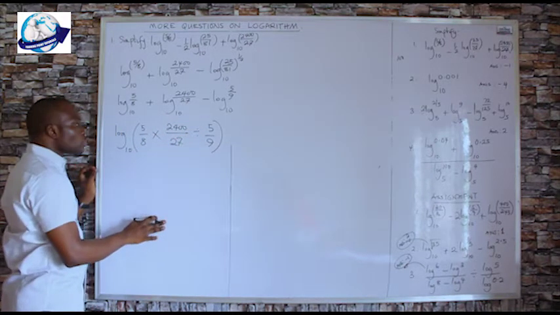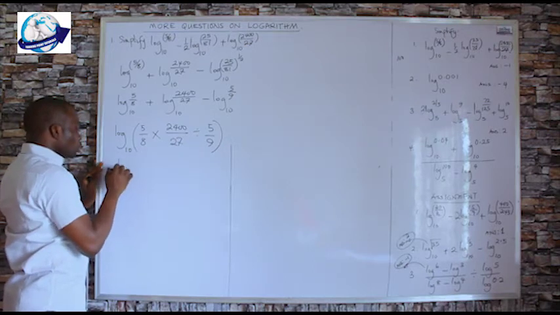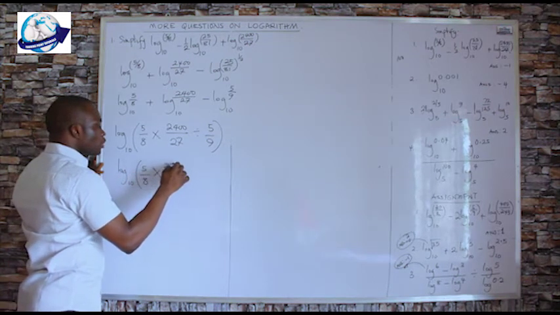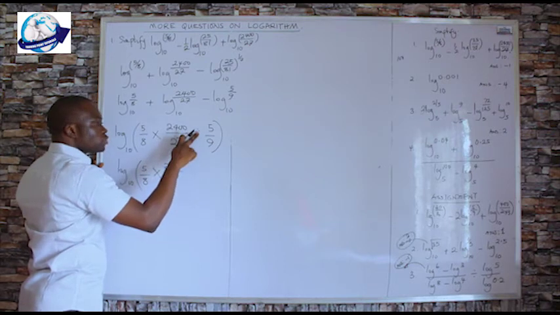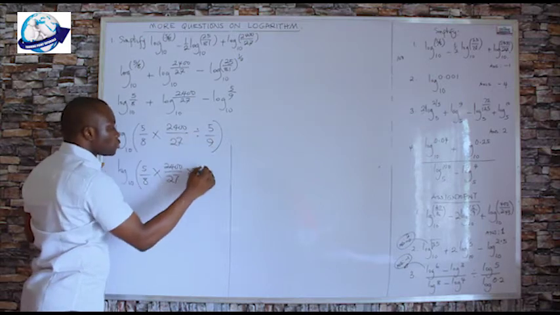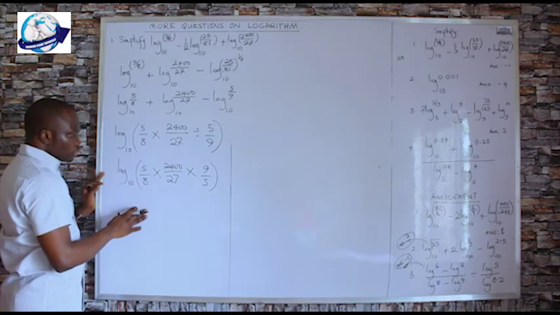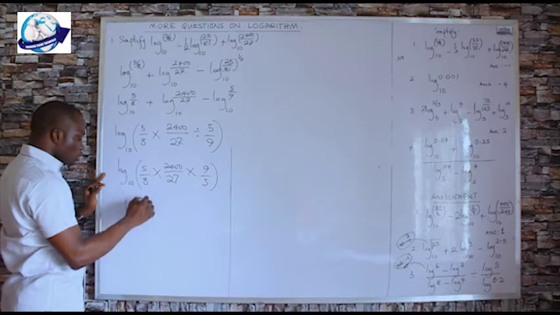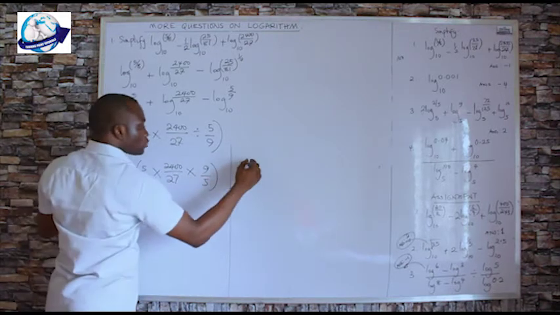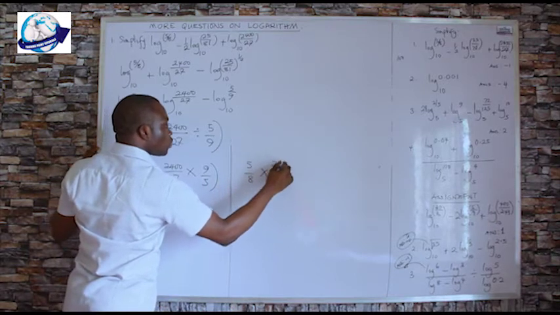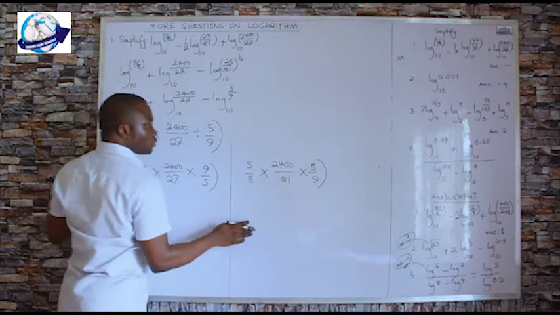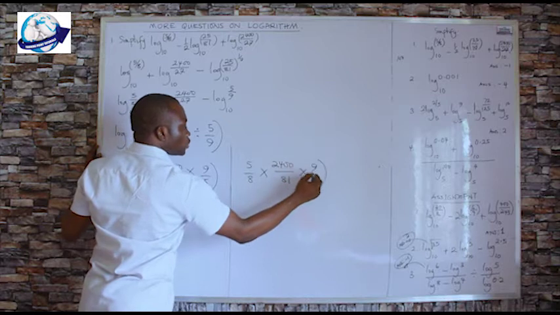Close the bracket. So at this junction, you say log 10, open the bracket, 5 over 8, multiplied by 2400 over 27. This division sign changes to multiplication, and of course, as an effect, the 9 goes up, 5 comes down. Of course, this is the primary school principle. Okay, now we have log 10, open the brackets. Then you can do your division outside so that you don't soil your working. So that's 5 over 8 multiplied by 2400 over 27 times 9 over 5, sorry, that's 9 over 5 please.